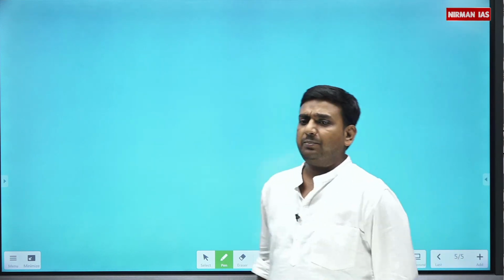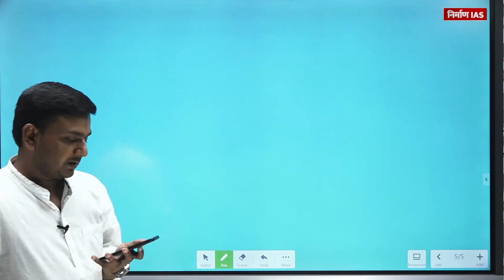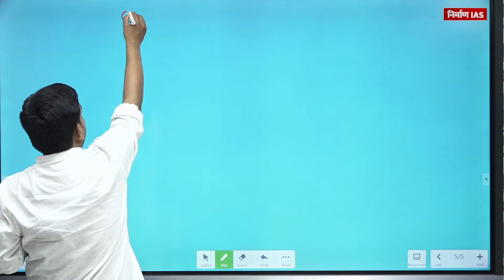There are some standard examples, and UPSC frequently asks such questions. Let's have a question please. Order of element.